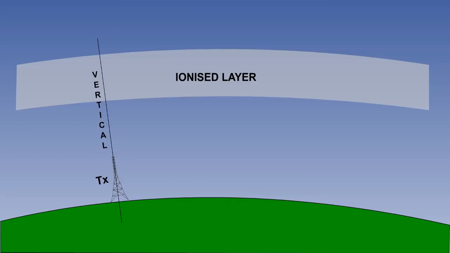Another relevant factor in the refraction of radio waves is the frequency of the radio wave. Because the degree of ionization varies with solar activity, the time of day, and the angle of the sun, the ionized layers vary in their ability to refract radio waves.